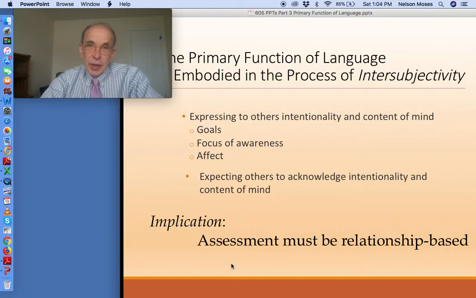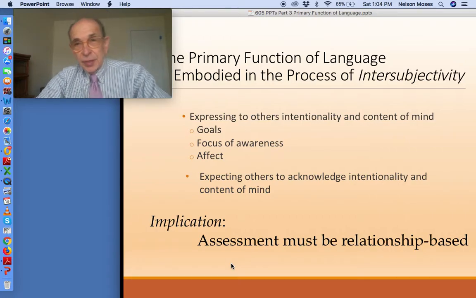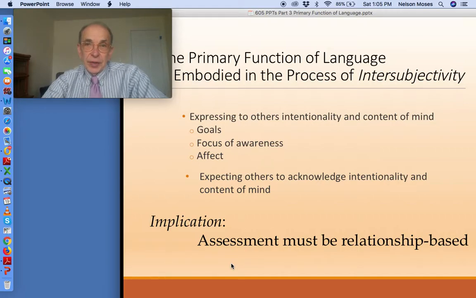with others are. I myself tend not to be the most social human being in the world, but we're all very social, even if we consider ourselves more or less social. We like to be alone sometimes or not. Still, we're very in need of expressing to others. And children, well, they don't survive unless they're connected to others. So that social component of language and expressing what's on one's mind is absolutely critical. But the other part of intersubjectivity that's extremely important involves expecting others to acknowledge our intentionality and content of mind.